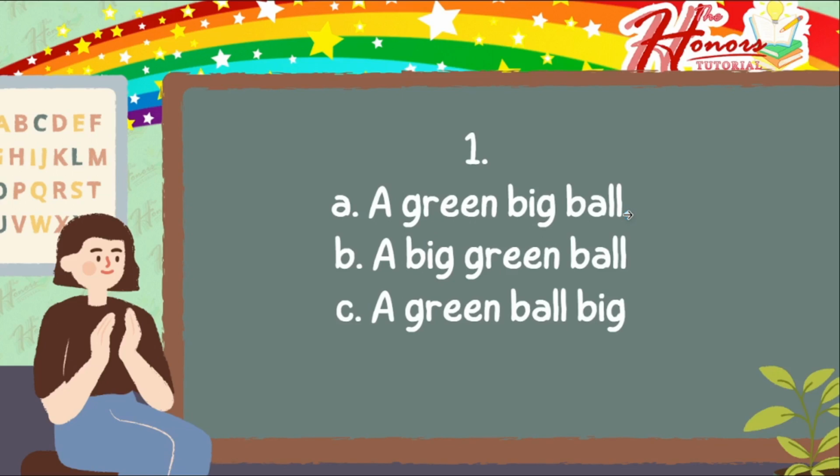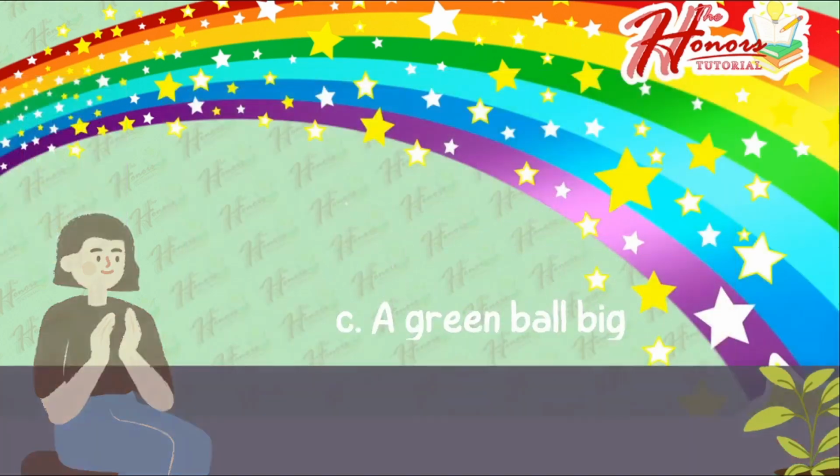Okay, very good. The correct answer is letter B. So we have here a big green ball. So take note, we have here the determiner "a," and then "big" is for the size. And size comes first before the color, which is green, and then ball is the noun that they are describing. Very good.